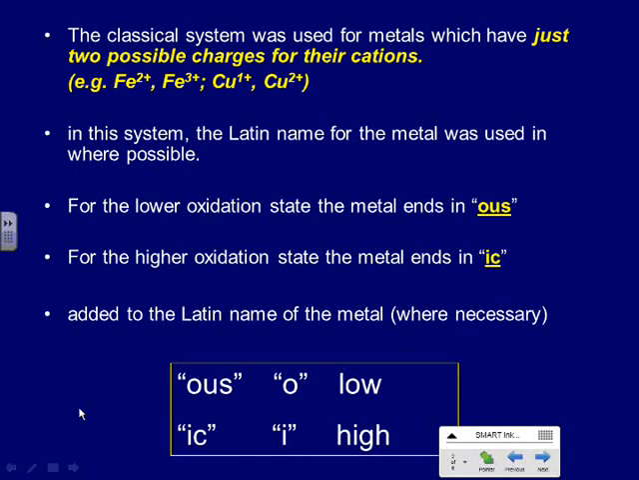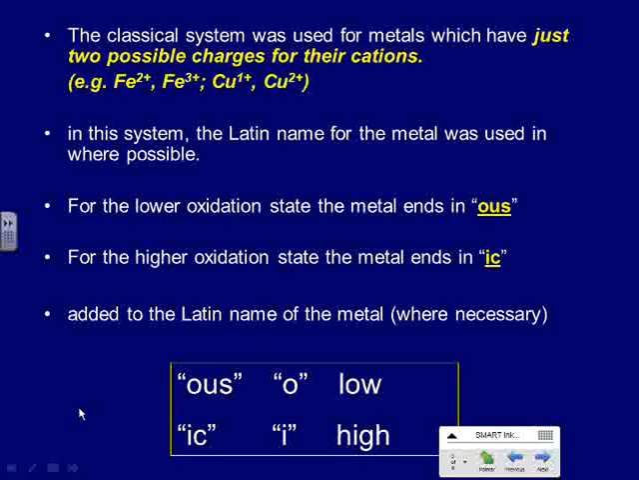This system with the us and ik ending can be used for any element that has 2 oxidation states. If the element has a Latin name, the Latin name is used. So for iron, the Latin name is ferrum, and therefore we use ferrum as the base name. So for the low oxidation state of 2, it's ferrous, and for the high oxidation state of 3, it's ferric.